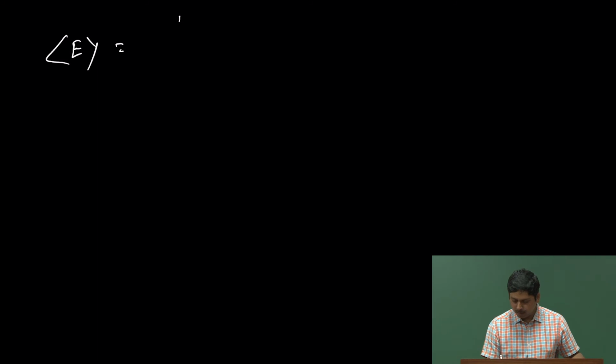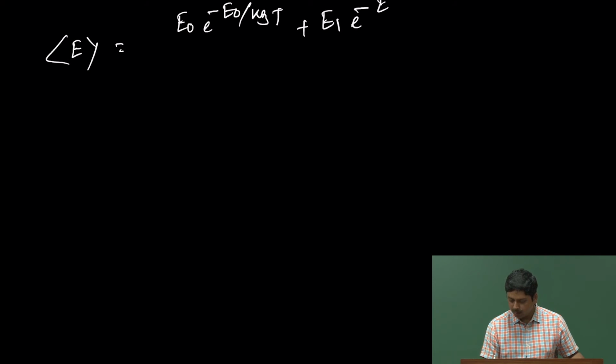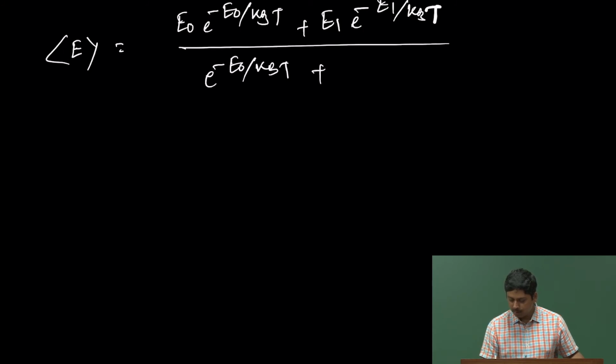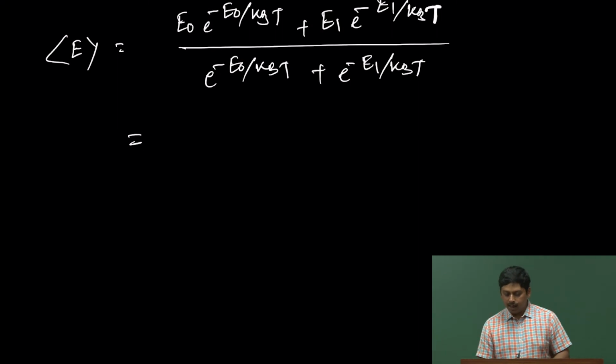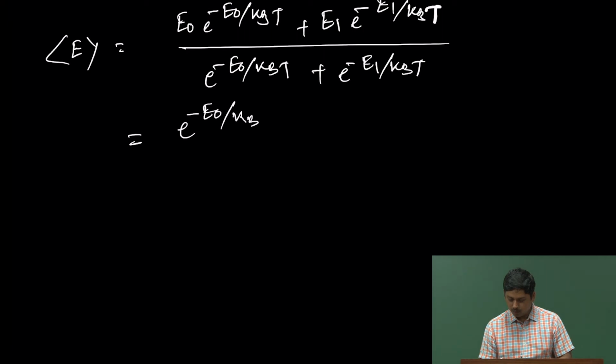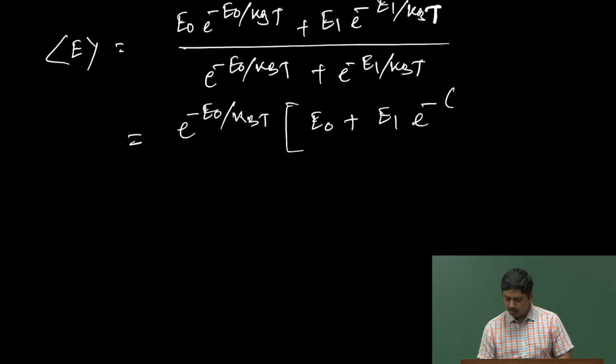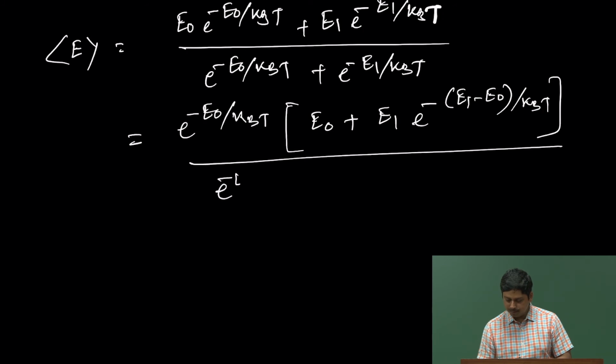So, average energy is E0 e to the power minus E0 by KBT plus E1 e to the power minus E1 by KBT, divided by e to the power minus E0 by KBT plus e to the power minus E1 by KBT. Once I have that, I can take, let us say, e to the power minus E0 by KBT common, and I get E0 plus E1 into e to the power minus (E1 minus E0) by KBT, divided by 1 plus e to the power minus (E1 minus E0) by KBT.